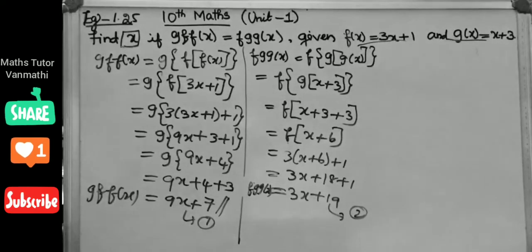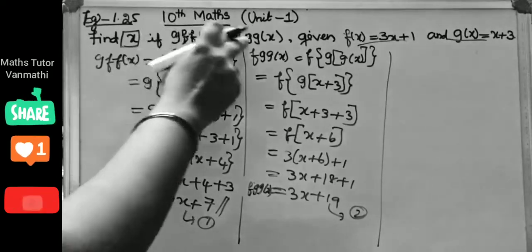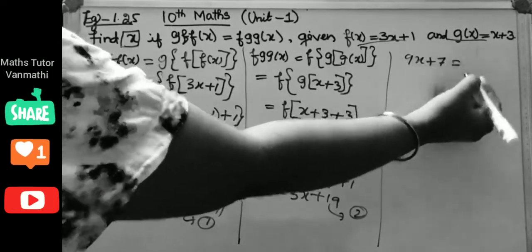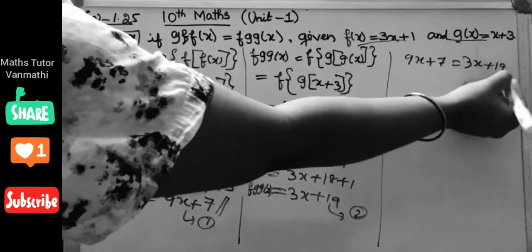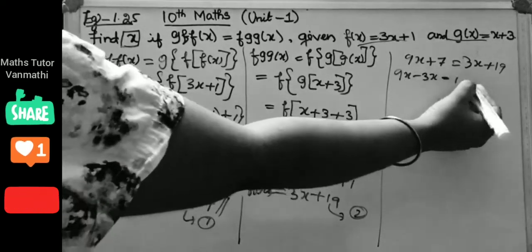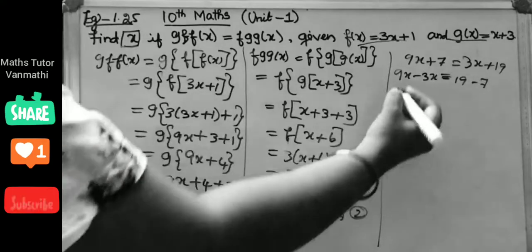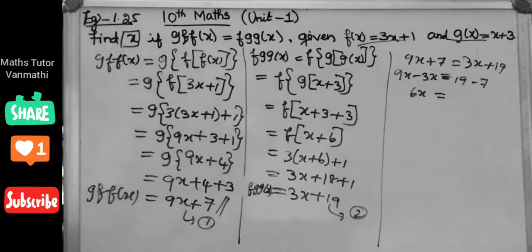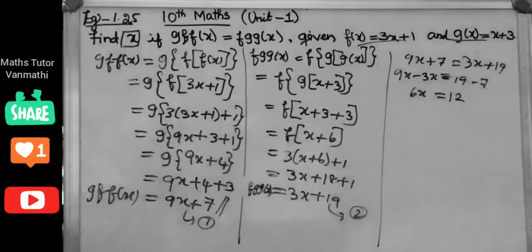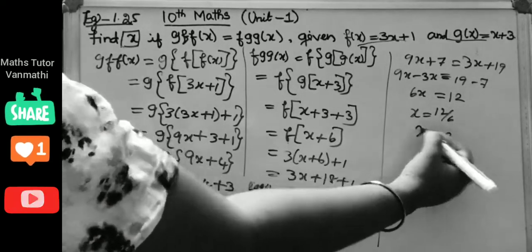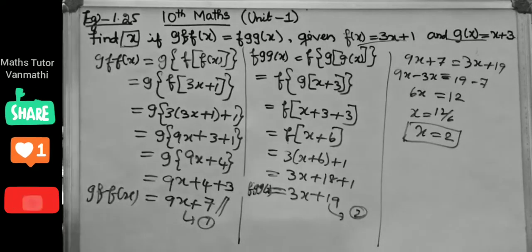From these two we are going to find the x value. They are given as equal, so we can equate these two. You get 9x plus 7 equal to 3x plus 19. Taking the x terms to one side, you get 9x minus 3x equal to 19 minus 7. 9x minus 3x is 6x and 19 minus 7 is 12. From this you get x is equal to 12 by 6, then x is equal to 2. This is your x value.